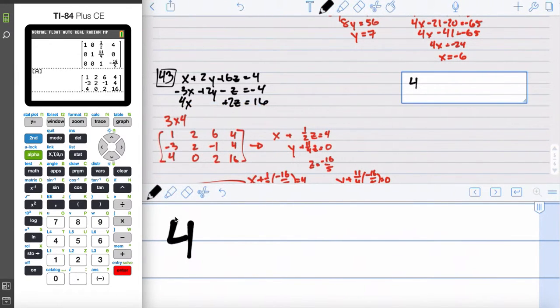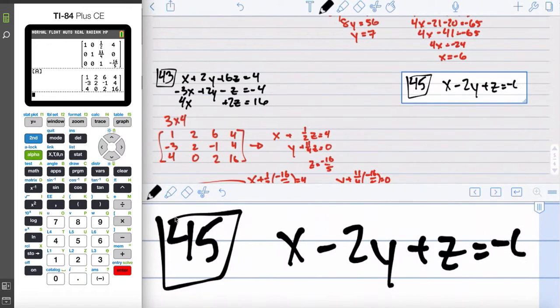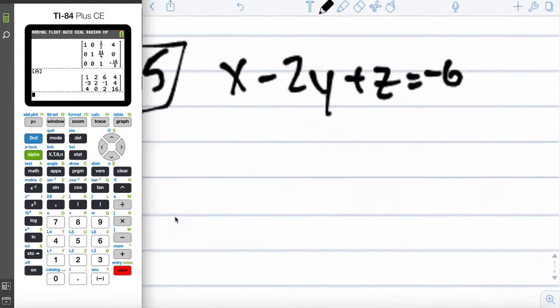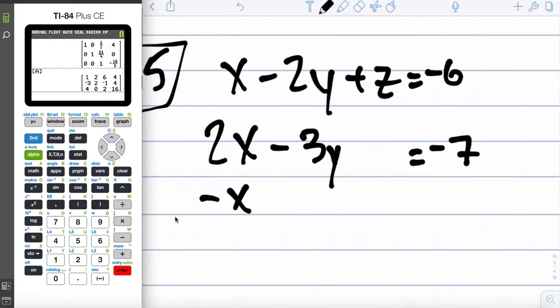Okay, 45 is x minus 2y plus z is equal to negative 6. And then I've got 2x minus 3y equals negative 7. And negative x plus 3y minus 3z is equal to 11.